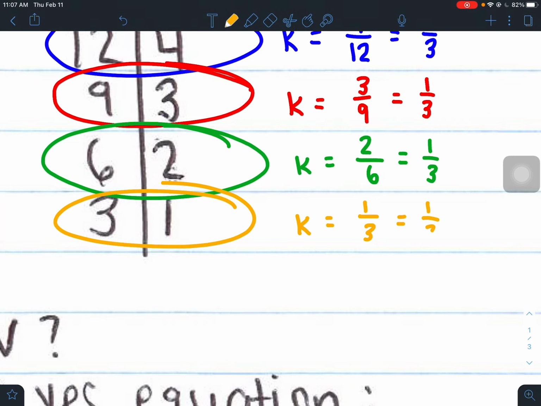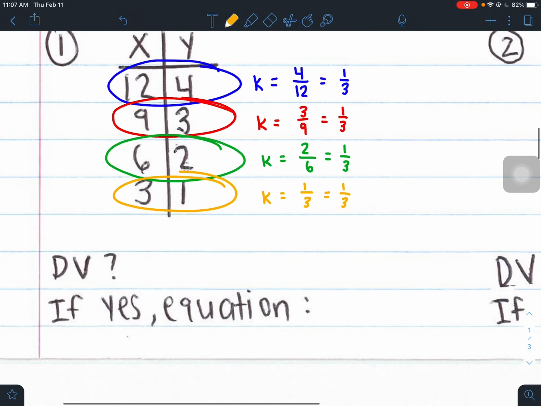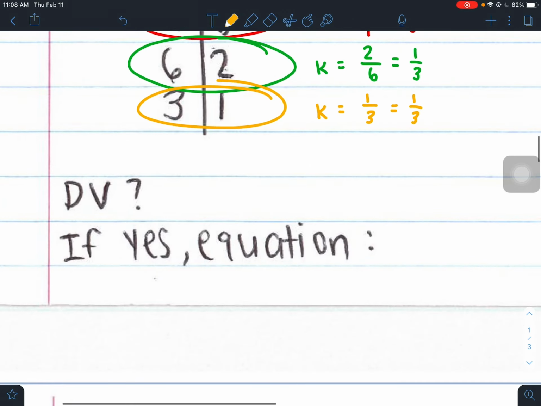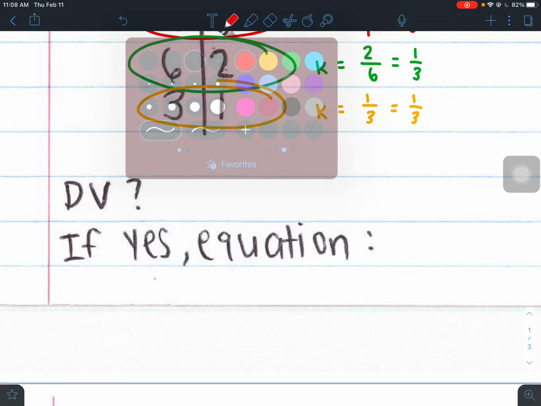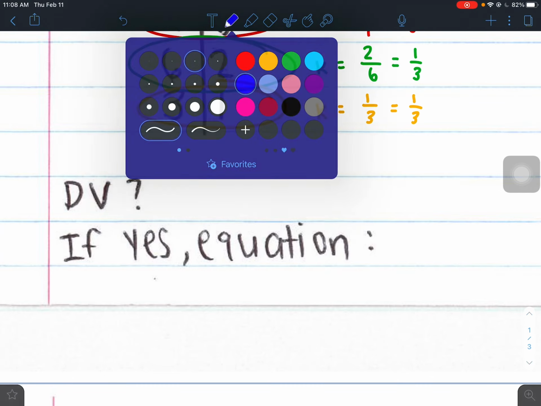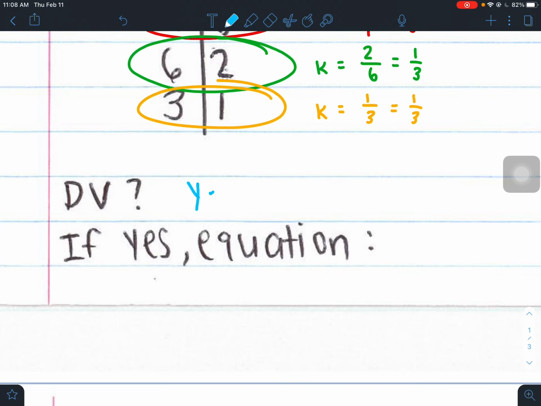Which is still 1/3, so that doesn't simplify down to anything. Now, what do you notice about your k value in each ordered pair? They're all the same. So was k constant? Remember, constant means the same. Was k constant in every single ordered pair? Yes. So because it is yes, then this does represent direct variation. So your answer here would be yes, it does represent direct variation.